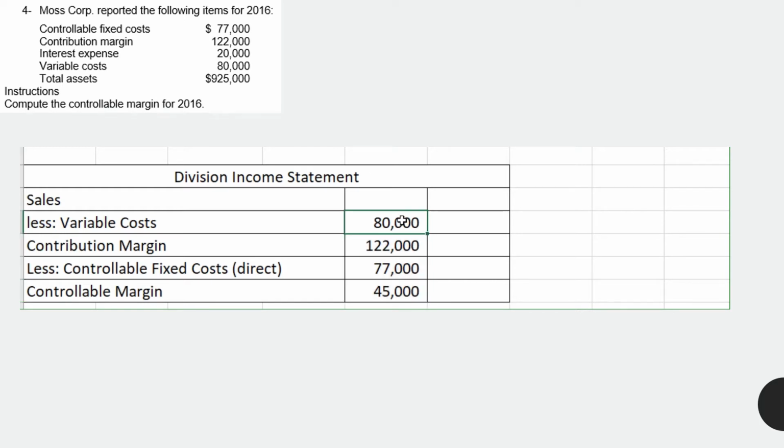So we have the $80,000 in variable costs, we have the contribution margin of 122, less the controllable fixed costs, being 77,000 we're told. We can then complete the division income statement by determining what their sales were by adding the contribution margin to the variable cost to have the gross number of 202, and therefore will result in a controllable margin of $45,000.